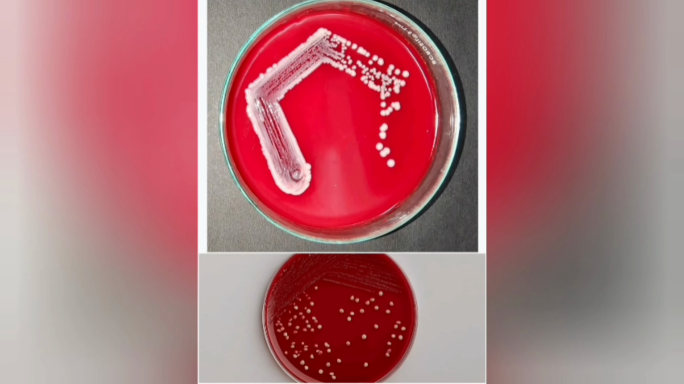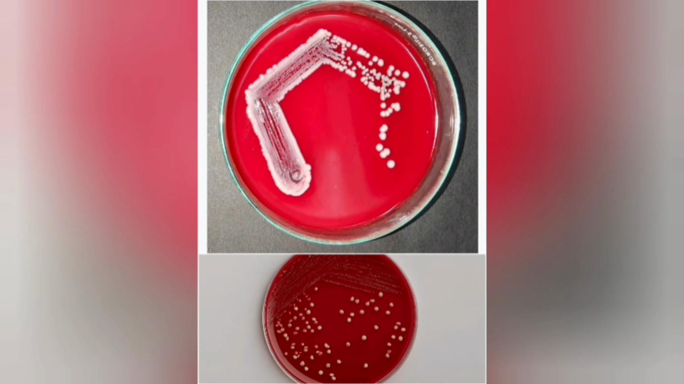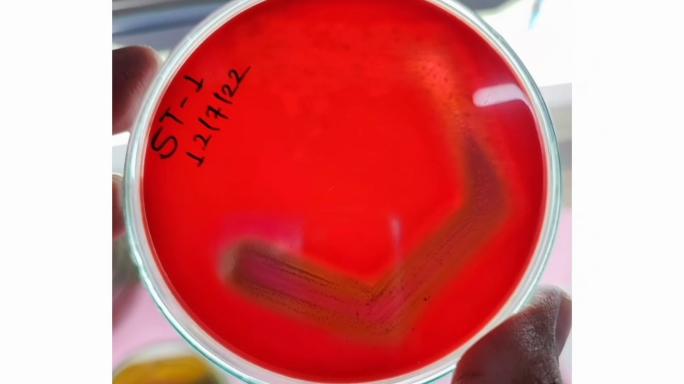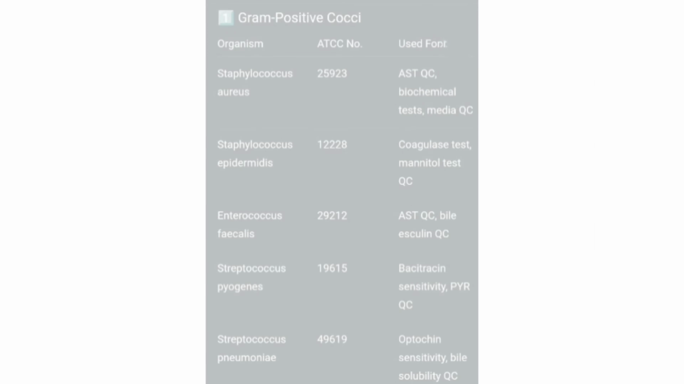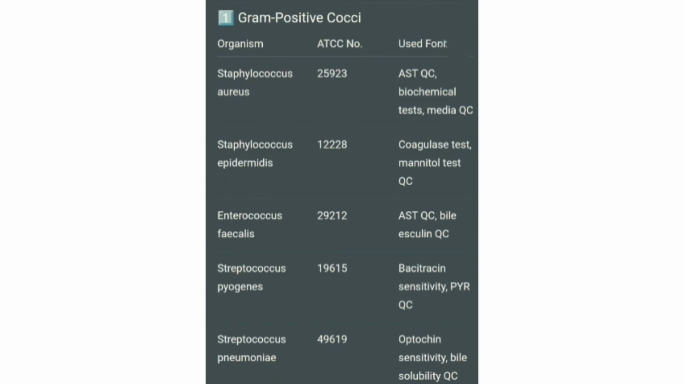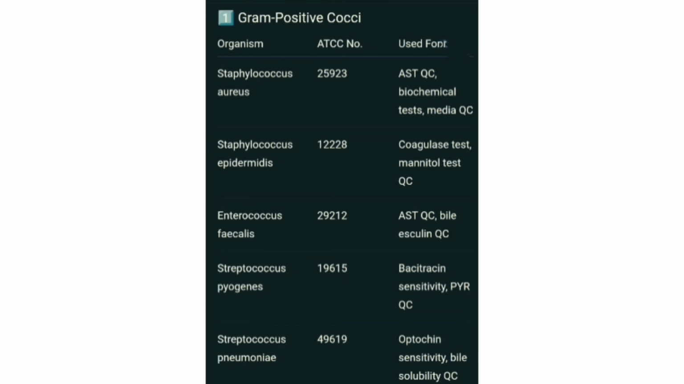The first category is gram-positive cocci. The organisms include Staphylococcus aureus, Staphylococcus epidermidis, Enterococcus faecalis, Streptococcus pyogenes, and Streptococcus pneumoniae. Staphylococcus aureus is used for antibiotic sensitivity QC and biochemical test QC. Staphylococcus epidermidis plays a vital role in coagulase test and mannitol test QC. Enterococcus faecalis plays a main role in antibiotic sensitivity QC and bile esculin QC. Streptococcus pyogenes is used for bacitracin sensitivity QC, and Streptococcus pneumoniae for optochin sensitivity and bile solubility QC.